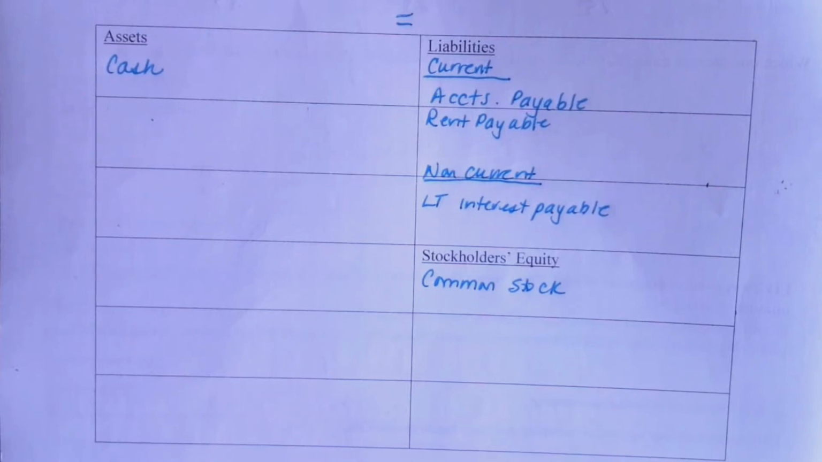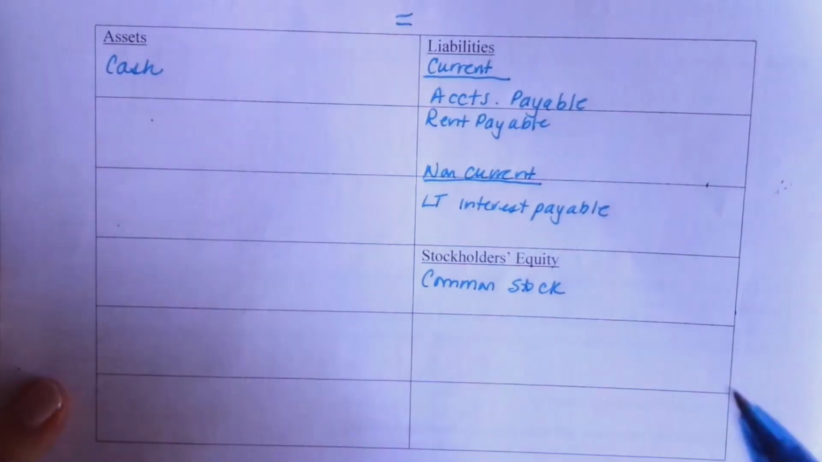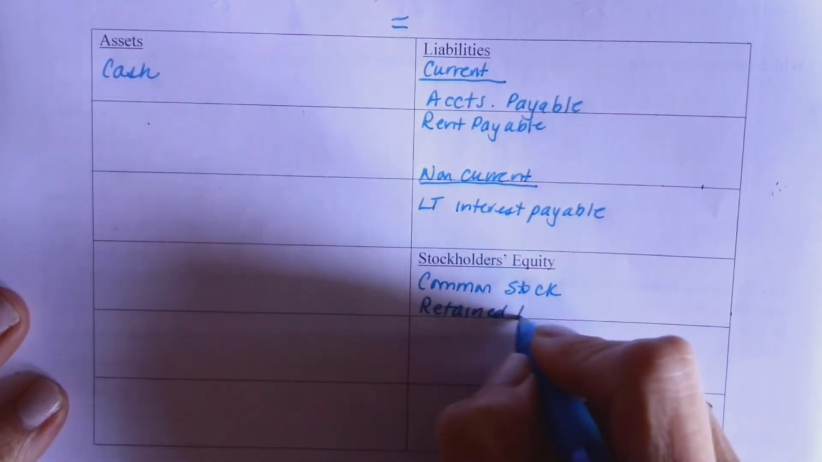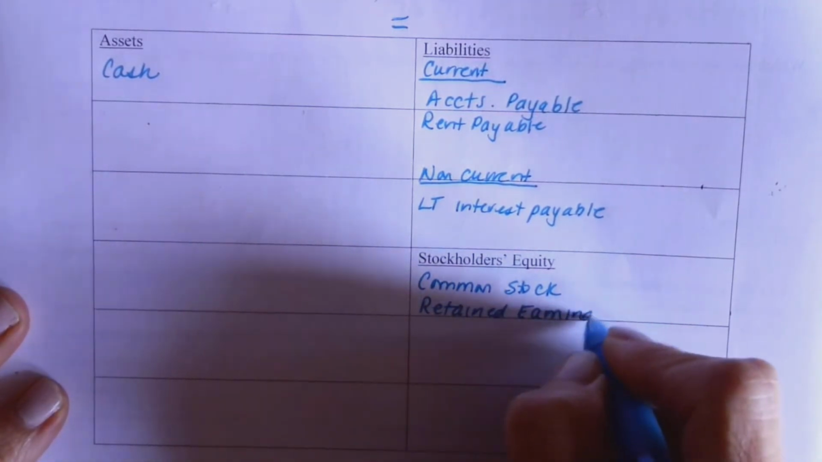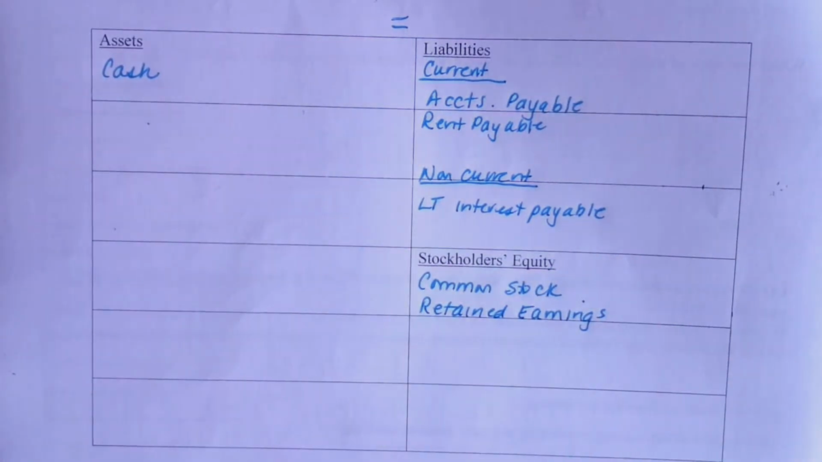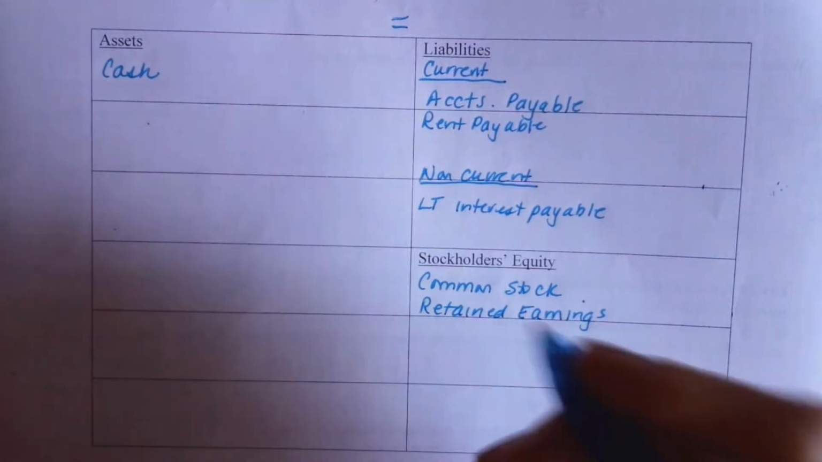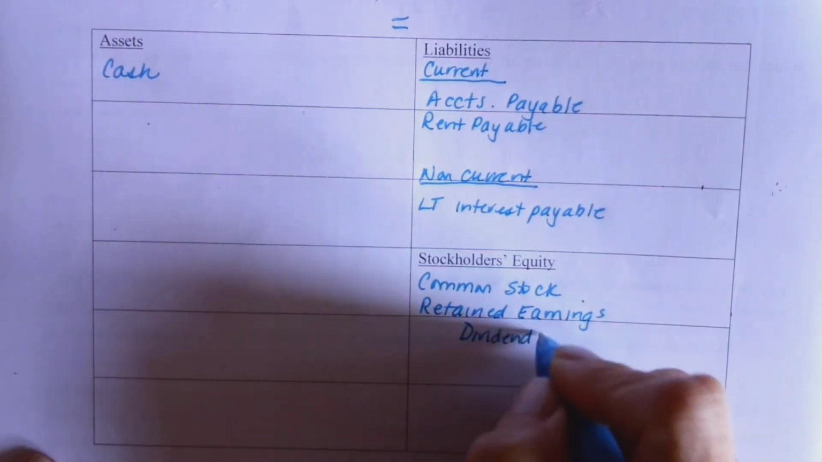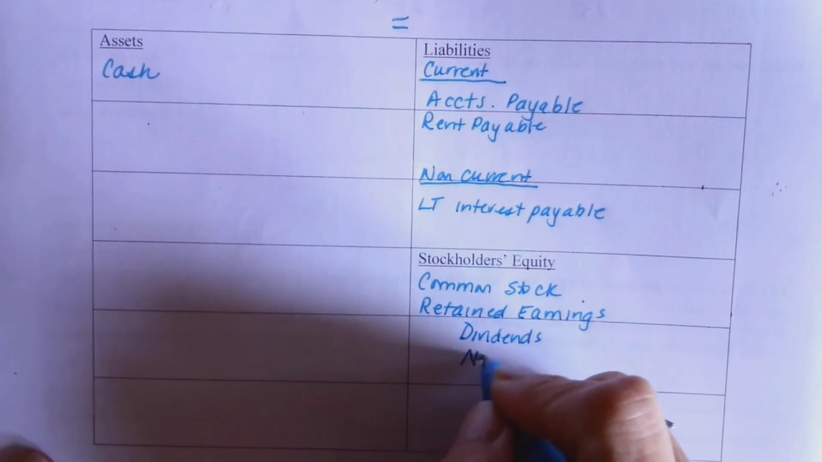There's another thing that's under stockholders' equity. It's okay if you don't remember. Anybody? Retained earnings. Good. And retained earnings is made up of two things, right? It's made up of dividends and net income.